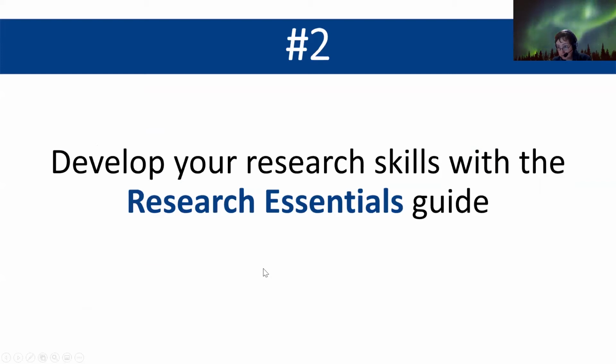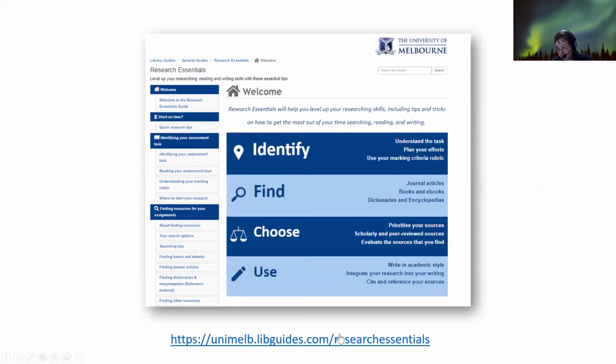Secondly, once you're getting close to getting organised to do your first assessment task, you should have a look at the Research Essentials Guide. It's another guide, there's a link to it, which will help you analyse your question, work out where to find resources, how to link to them, etc. So for your first uni assignment, this is the best place to start.